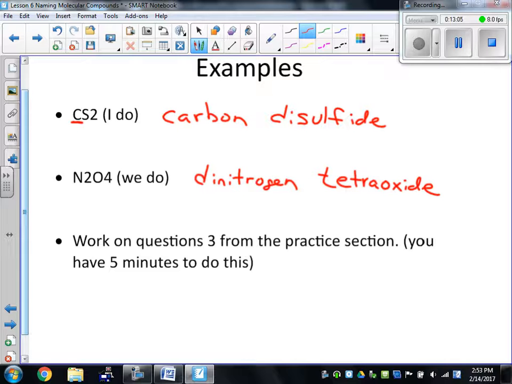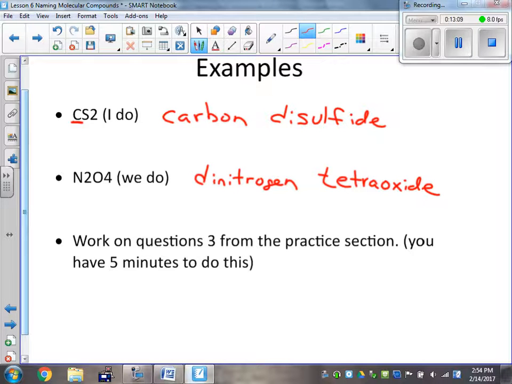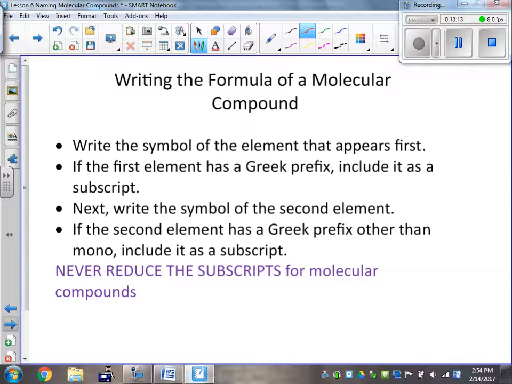Questions, anyone? So we do need to use prefixes. Like I said, for 2 or more for the first one, prefixes. Always on the second one. If you're writing the formula, the prefix is going to tell you how many of each one we need. And here's the important part. We never reduce the subscripts.